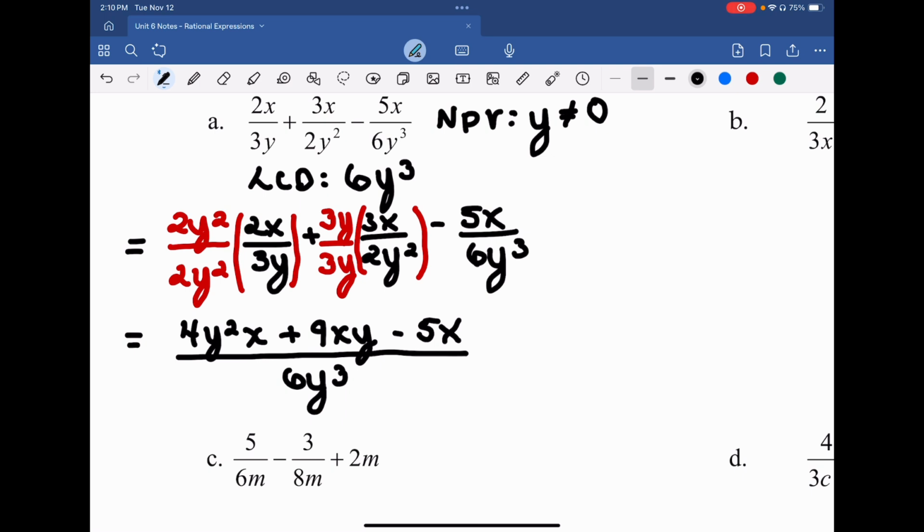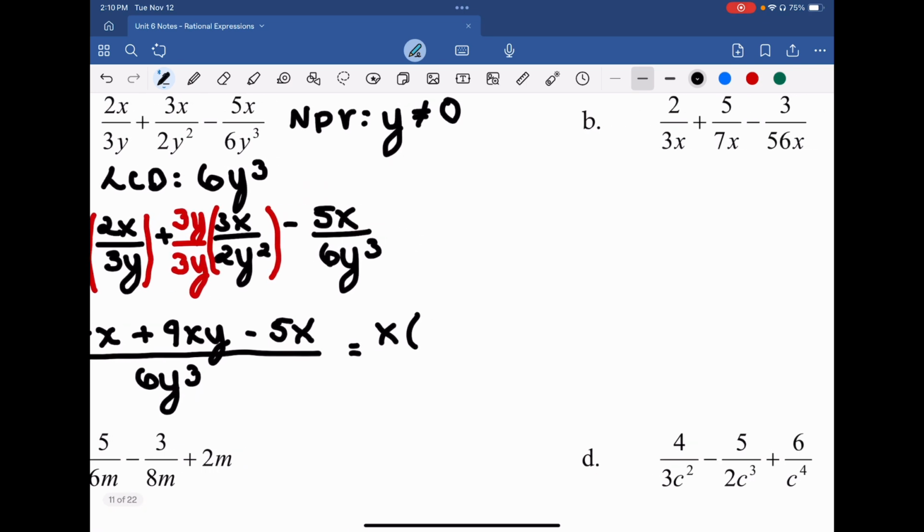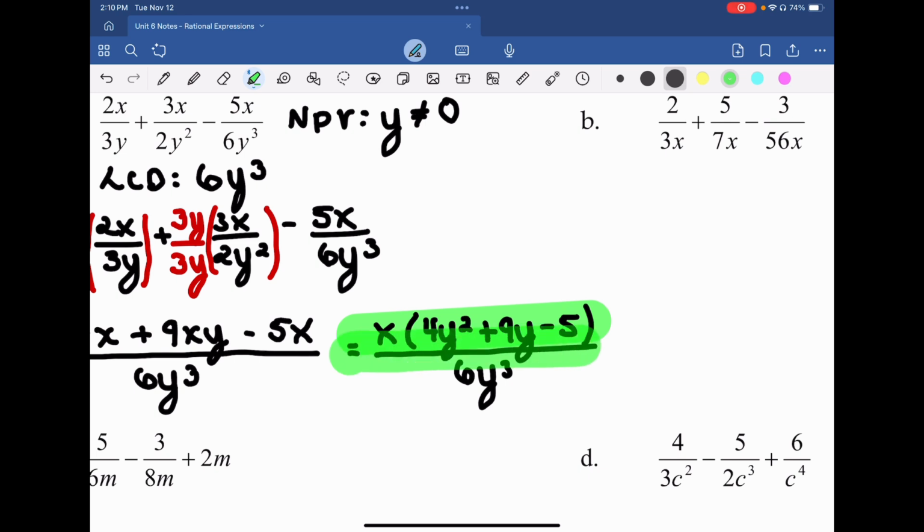Now, in this situation, I see something that I can remove from all the terms. In fact, I can rewrite this where x is on the outside. So maybe I'll do that here, and I'm going to try to not interfere with the next problem. This is going to be x times, our first coefficient was 4, so it's 4y squared. The next one is 9y, because I've removed the x, minus 5, which is the constant, and then all divided by 6y cubed. Awesome. So if you can remove out a common factor, I highly recommend doing that. I know space might be limited, but that's exactly how we want to do these problems.